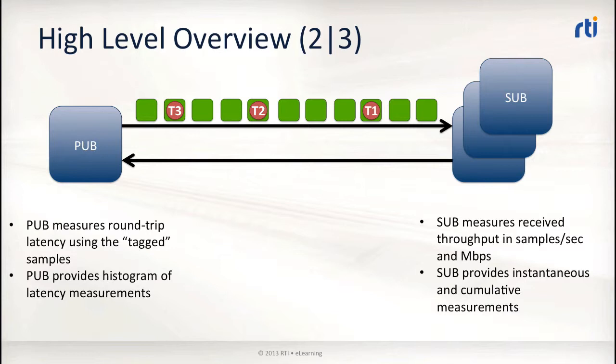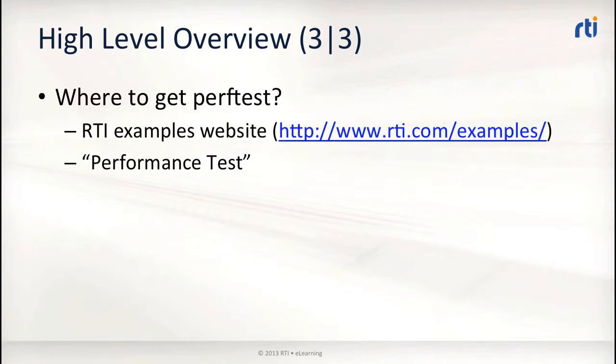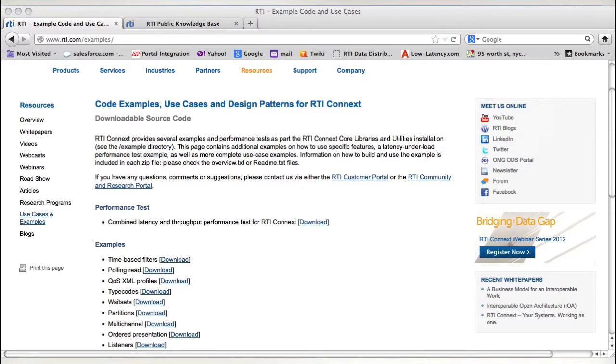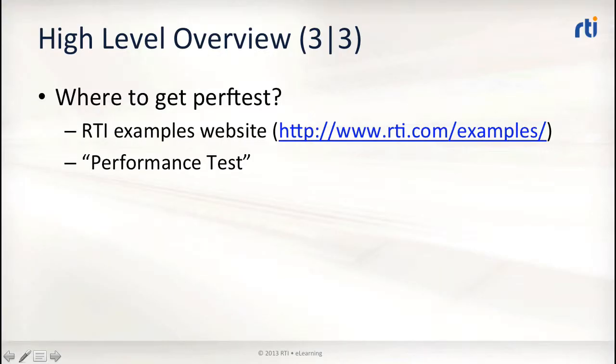PerfTest also supports a one-to-many topology, which means you can add more subscribers to the test execution. At RTI, we've used PerfTest with hundreds of subscribers receiving data from a single publisher. You can get the PerfTest bundle from the example pages of the RTI website. If you go to www.rti.com/examples and you look for the performance test, which is combined latency and throughput performance test for RTI Connext.